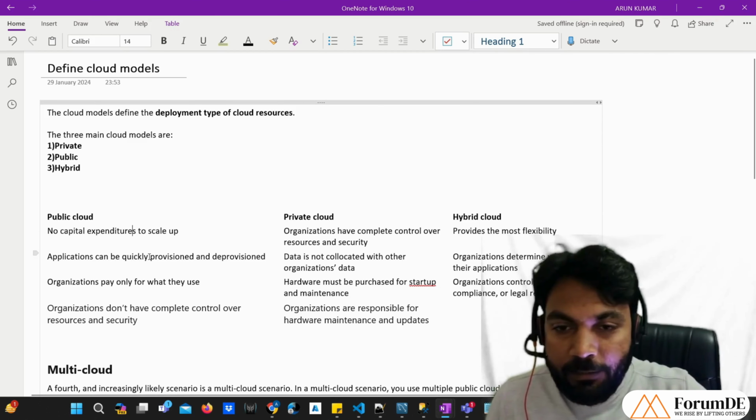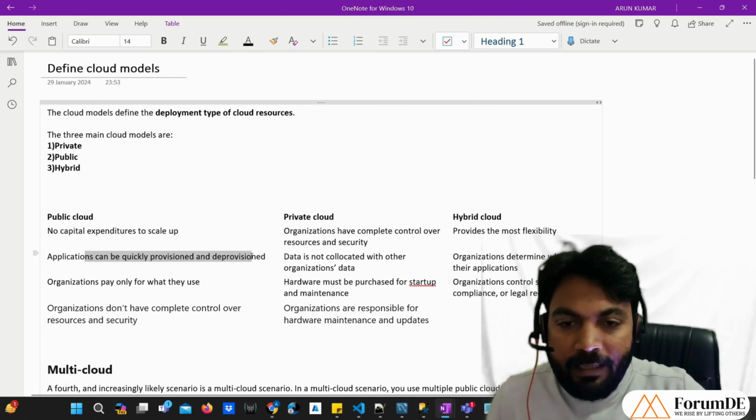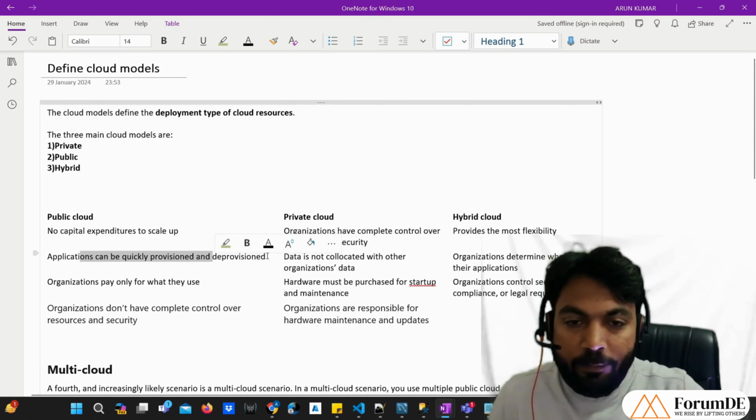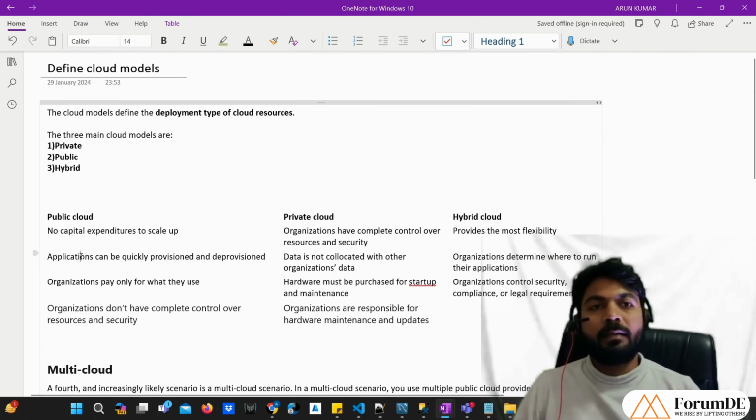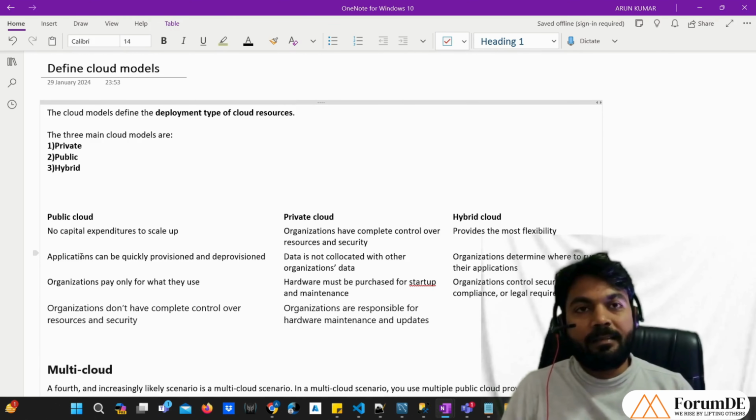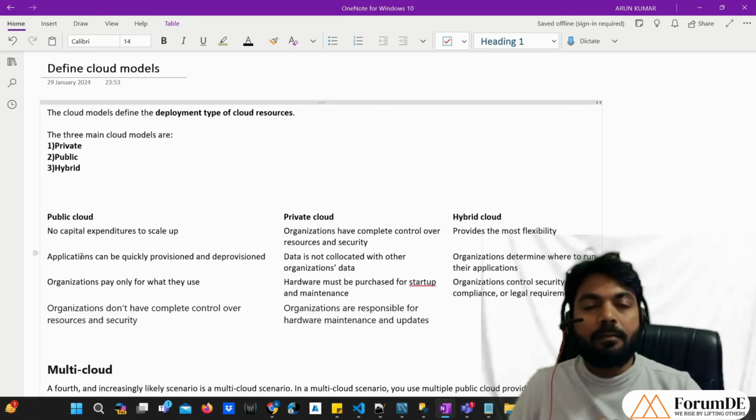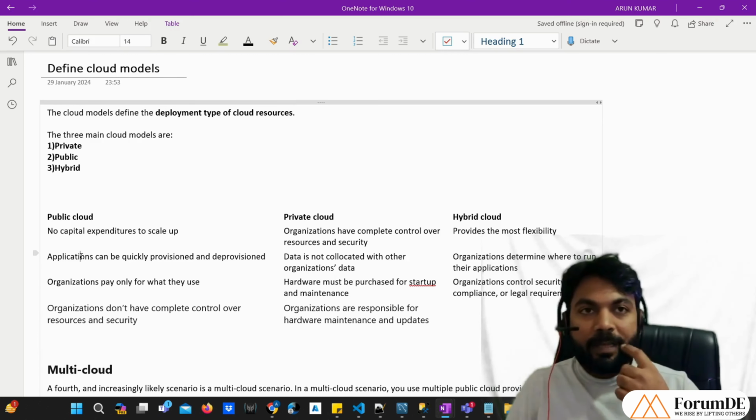Now let's talk about another point: applications can be quickly provisioned and deprovisioned. It means we can quickly provision our resources, or you can say services. There are services in the cloud platform, like you can think of a separate software as a separate service. So you can think like this, I'm just trying to make you understand.